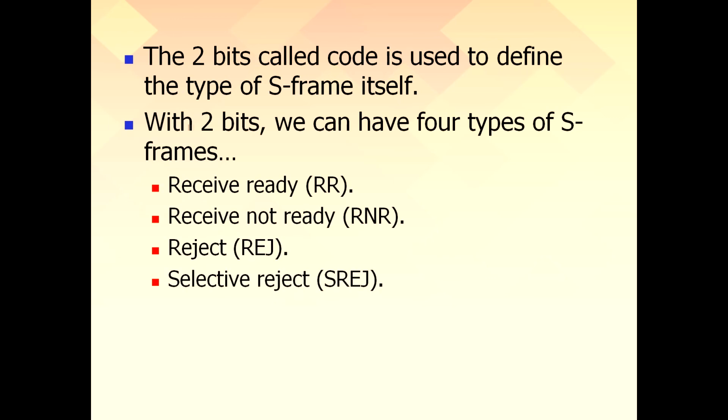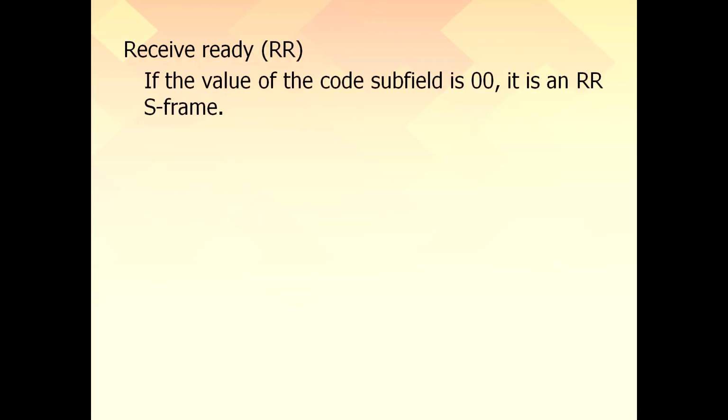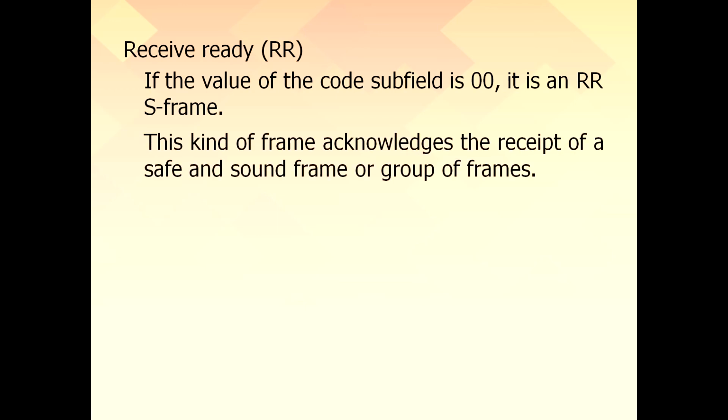Receive ready. If the value of the code subfield is 00, it is an RR, where RR indicates the receive ready S frame. This kind of frame acknowledges the receipt of a safe and sound frame or group of frames. Whenever the code subfield is 00, our data is transmitted successfully without damage or loss.